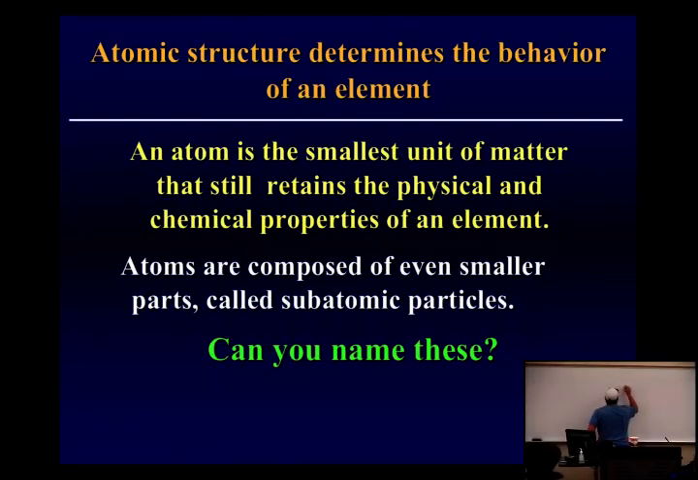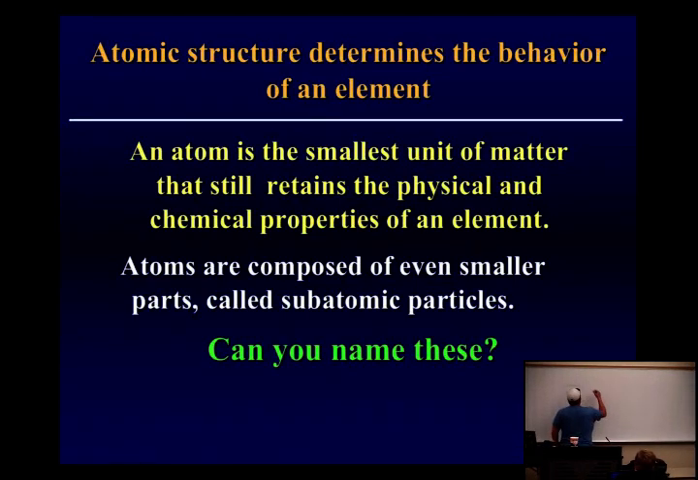Right, so we have protons, neutrons, and electrons. They're made of smaller particles, but we don't really care about that because that's more of a physics class or a quantum mechanics class. Each of these has a unique mass, a unique charge, and unique properties.